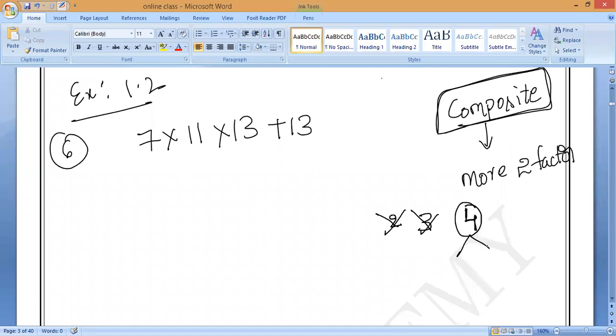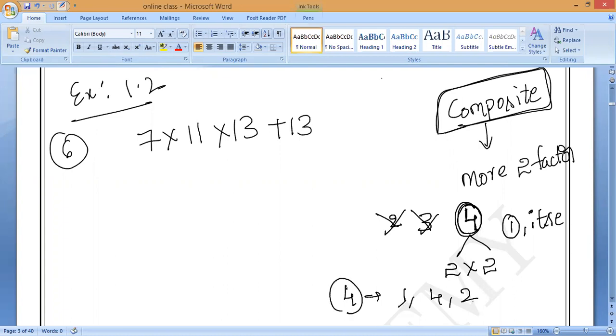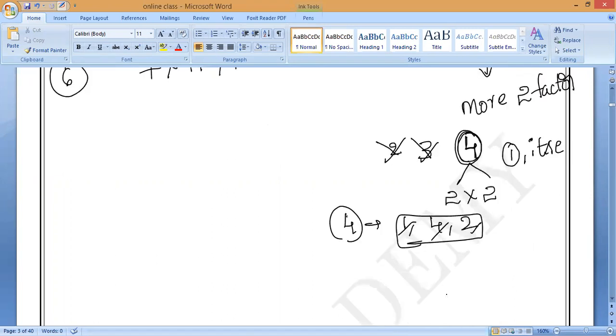How can you say 4 is our composite number? Ma'am, because it is divisible by 2, more than one factor. It is 2 into 2. Every number has 1 and itself as factors, correct? So 4, how many factors? 1, 2, 4. Count the factors. 3 factors. It is more than 2, correct? So 4 is called a composite number.